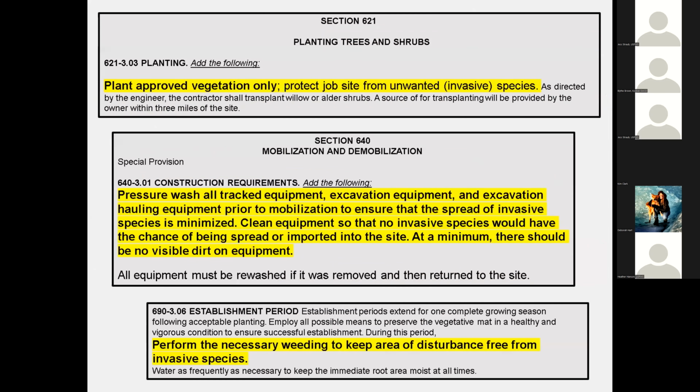Section 621, plant approved vegetation only. Section 640, another requirement to pressure wash all equipment. And then section 690, follow up after the project is completed to conduct weed control if necessary. Those are just a few examples. Your contracts may differ. Now that you have invasive species prevention in the plans, what next?